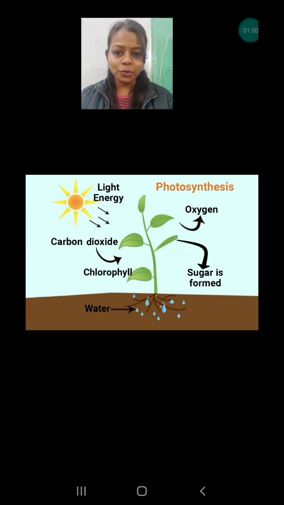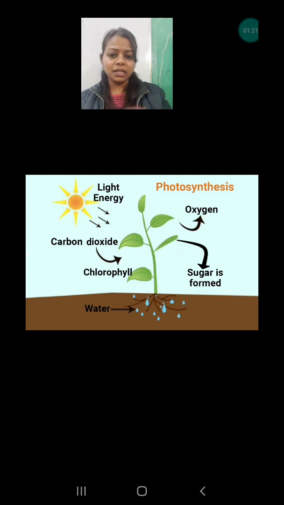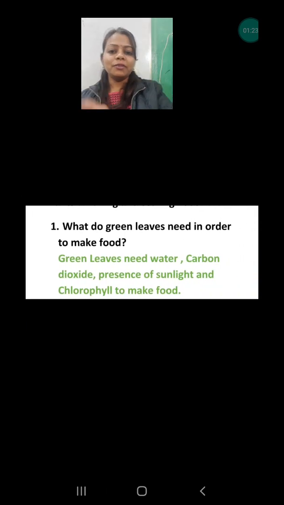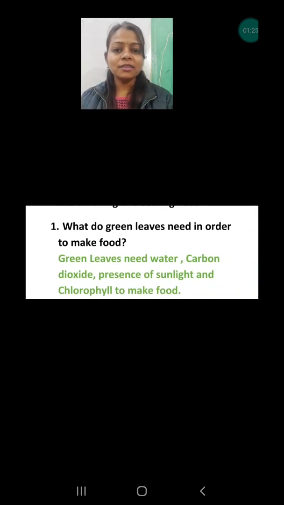is known as photosynthesis. If any of these things is absent, then photosynthesis will not occur. If we are not providing sunlight, and we are providing carbon dioxide and water, and chlorophyll is present, still photosynthesis will not happen. So for photosynthesis, each and everything should be there. So one more time, what are the ingredients for photosynthesis?